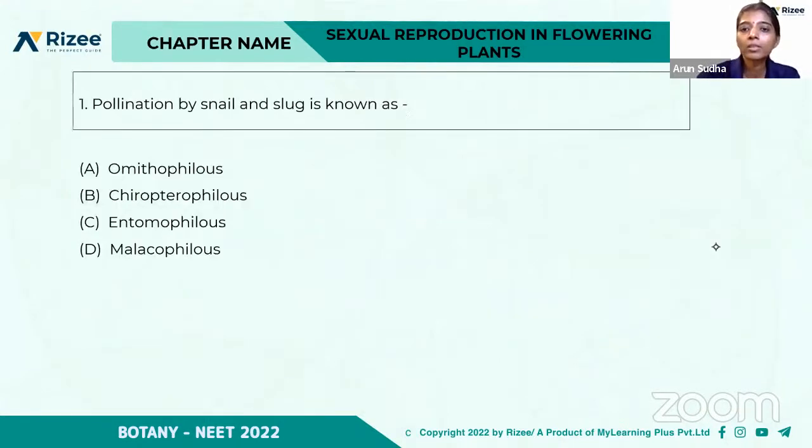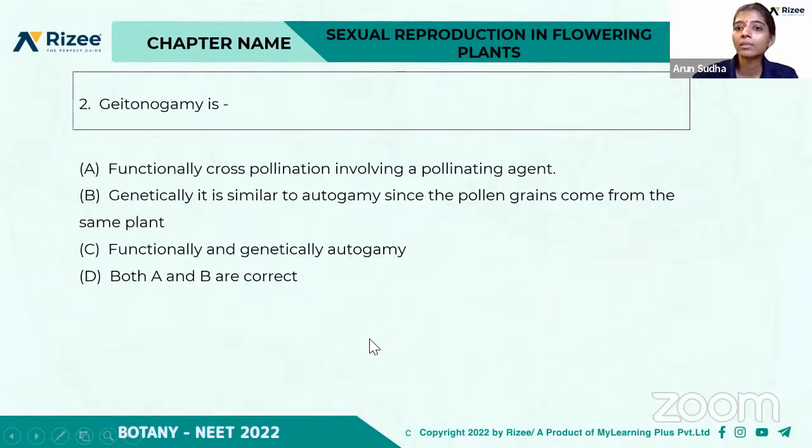Okay. So pollination by snail and slug is known as, yeah, D is the right answer. That is Malacophilous. Geitonogamy is functionally cross-pollination involving a pollinating agent. Genetically, it is similar to autogamy since the pollen grains come from the same plant. Functionally and genetically, it is autogamy. Both A and D are correct. Yeah, D is the correct option here.